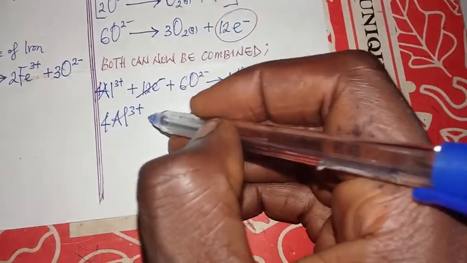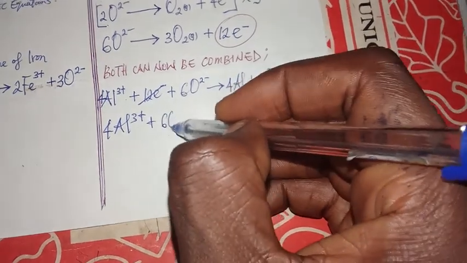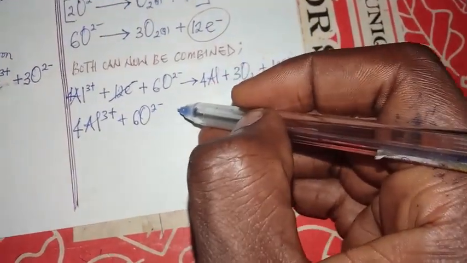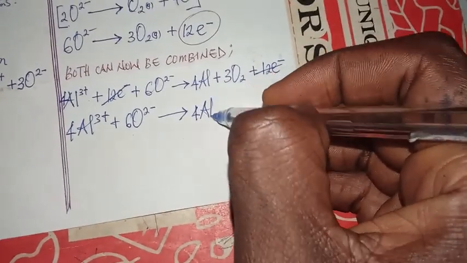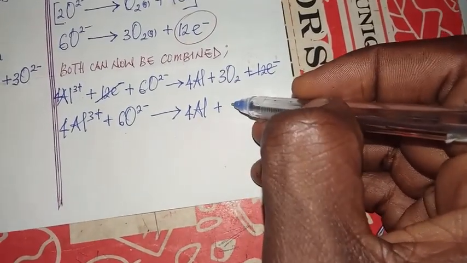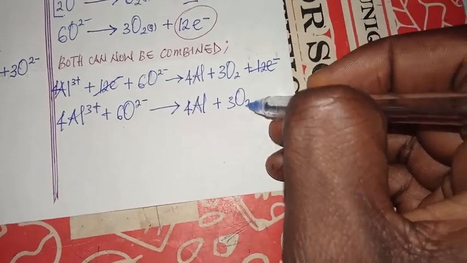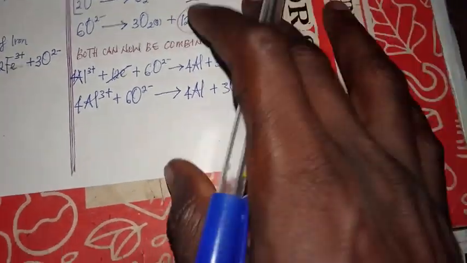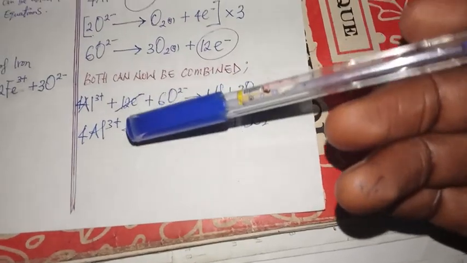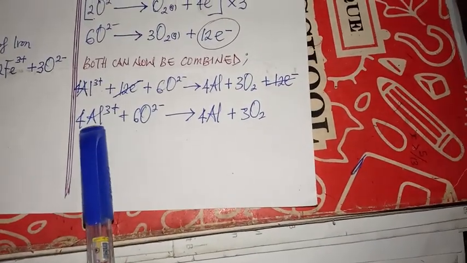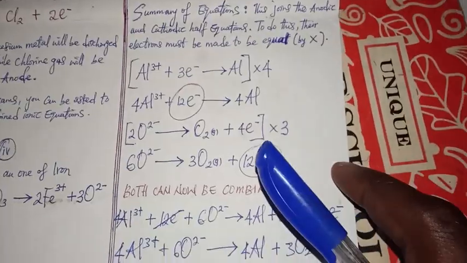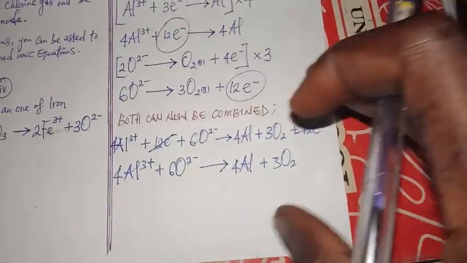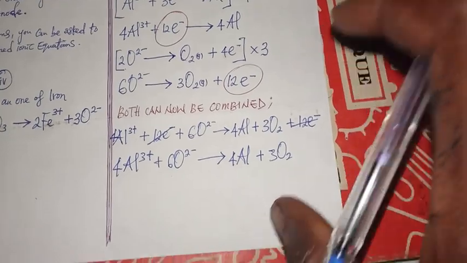When you cancel them, you now have 4Al3+ plus 6O2- to give you 4Al plus 3O2. Now, when you check the number of elements on the left and right, you can see they are what? Balanced. So this represents the summary of the ionic equation of the electrolysis of molten bauxite.